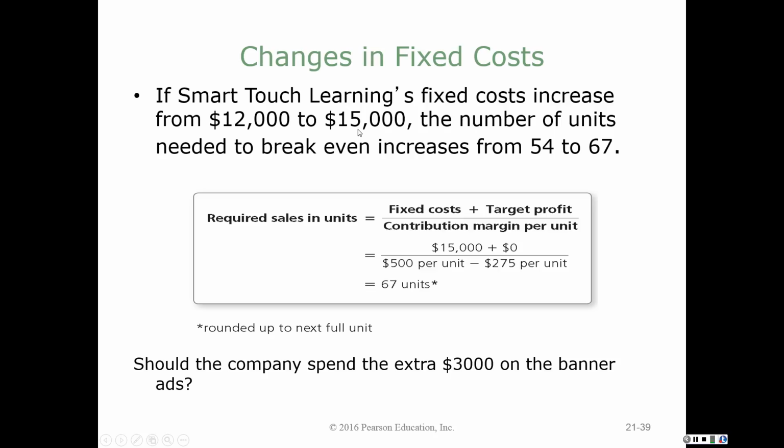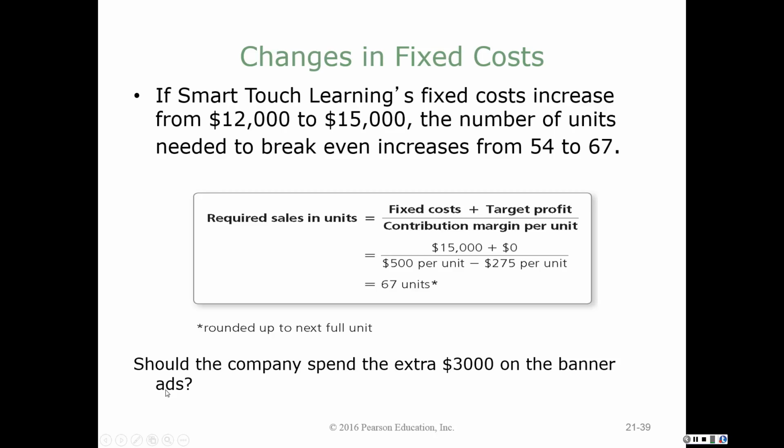So now our $12,000 in fixed cost have become 15 because we're going to run these ads. So we've resorted back to our original sales price, our original variable cost, and if I take on the project of these banner ads, now I have to sell 67 units to break even instead of 54. So we have to think logically and critically as accountants. Every business decision that we make doesn't hinge around this one break-even number. We can't simply say, oh, that increases our break-even. We can't take on that additional expense.